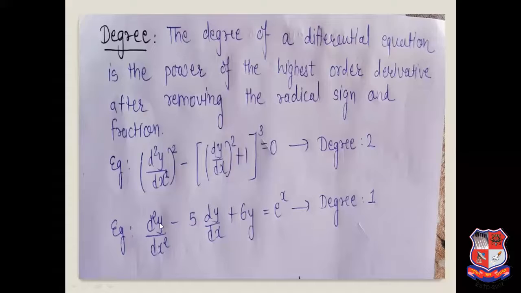Example number 2, d square y by dx square minus 5 dy by dx plus 6y equals to e raised to x. Now first check any radical sign or fraction is present? No. If it is present, then first remove it and then check the highest derivative term in the equation. So in this equation, the highest derivative term is d square y by dx square. So power of this term is 1. So degree of this equation is 1.